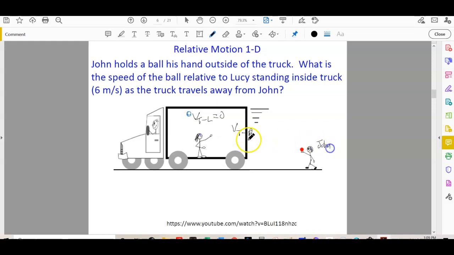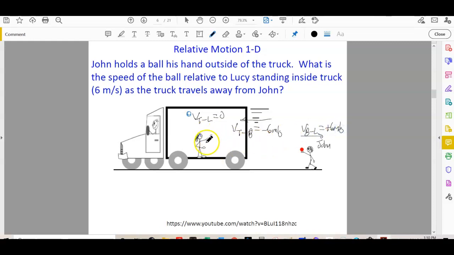This is John over here. John is holding the ball, so the velocity of the truck relative to the ball is going to be negative 6 meters per second, because the ball is moving to the left. Okay? But from Lucy's frame of reference, she's moving to the left, and she's got the reference frame now. So she's actually seeing the ball, velocity of the ball relative to Lucy is going to be equal to positive 6 meters per second, right?